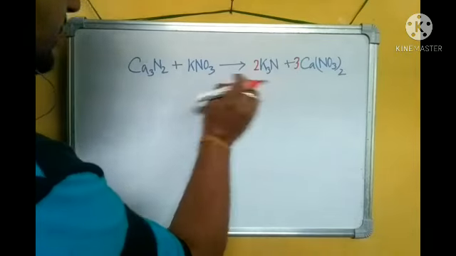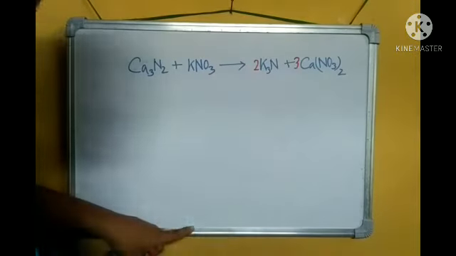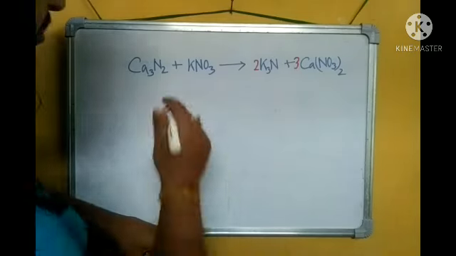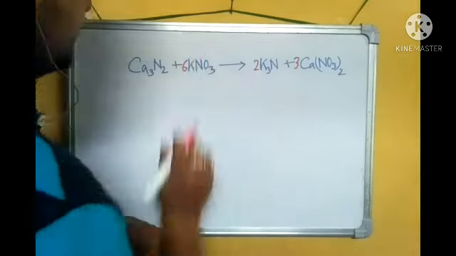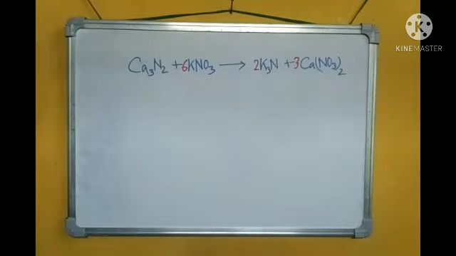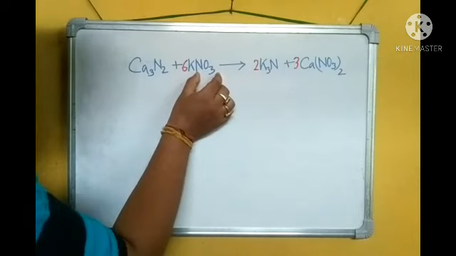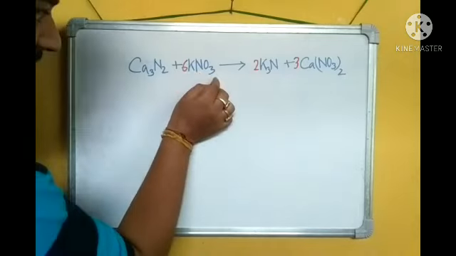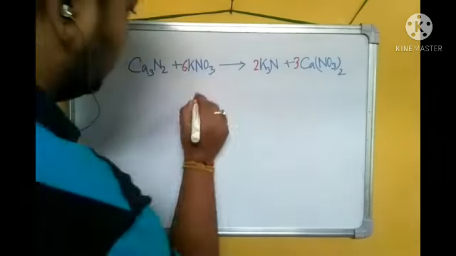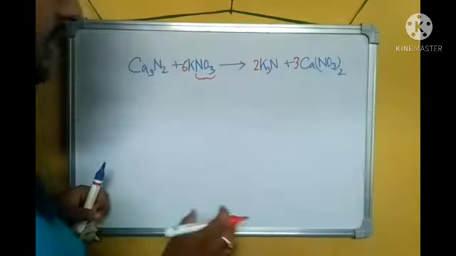3, 6. But here we have only 1 potassium. So how can we balance it? By using 6. Okay. So we will write 6 here. Once we write 6 here, now look at the number of nitrate. We are considering NO3 as 1 unit.